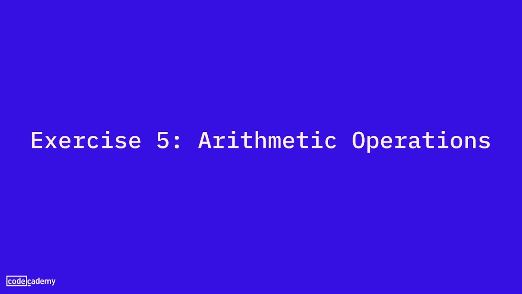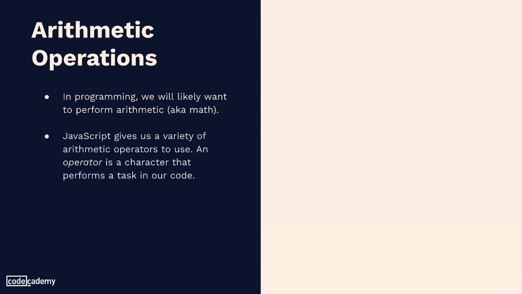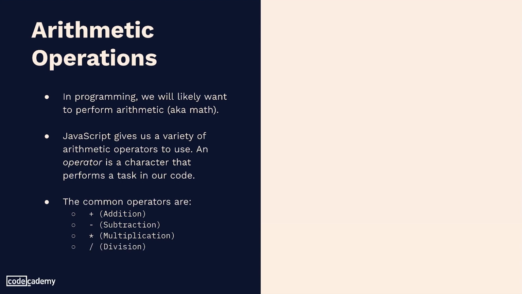Exercise 5, arithmetic operations. Now that we know JavaScript deals with numbers, it's only natural that we would have some sort of way to perform arithmetic, or better known as math. JavaScript gives us what are known as operators. An operator is a character that can perform a task with our code. These characters represent different mathematical operations like addition using the plus character, subtraction using the dash character, multiplication using the star character, division using the forward slash character, and remainder, also known as modulo, which returns the remainder of a division operation using the percentage sign character.